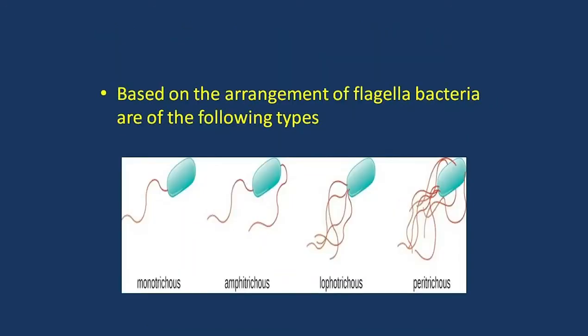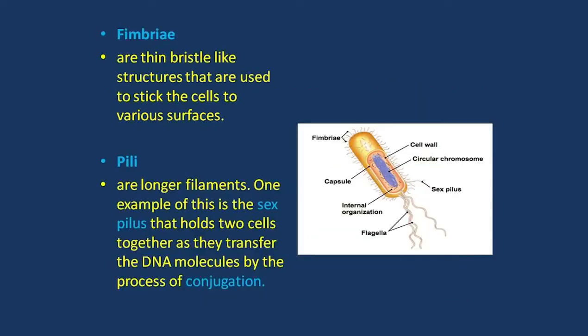Based on the arrangement of flagella, bacteria are of the following types: monotrichous, in which there is only a single flagellum; amphitrichous, in which there is a flagellum on either side; lophotrichous, in which many flagella arise from one end of the bacterium; peritrichous, in which flagella arise from the whole surface of the bacterium. Now let us look at structures called fimbriae. They are thin, bristle-like structures that are used by the cells to stick to various surfaces.